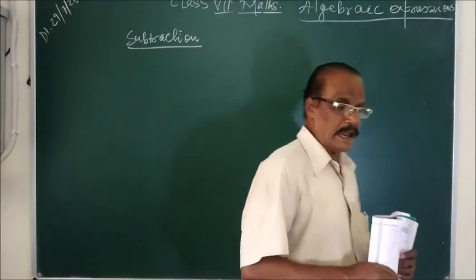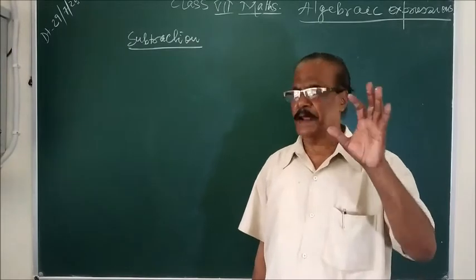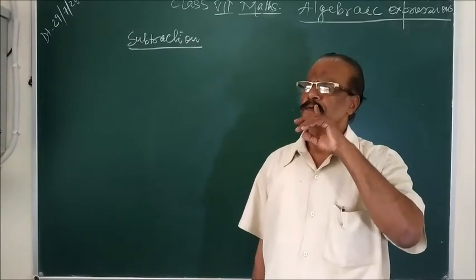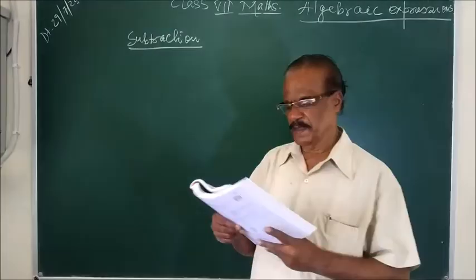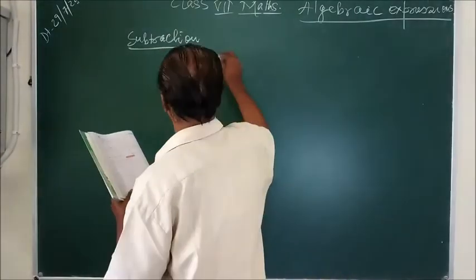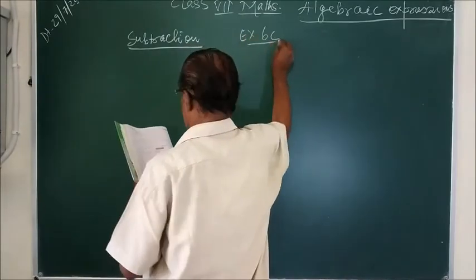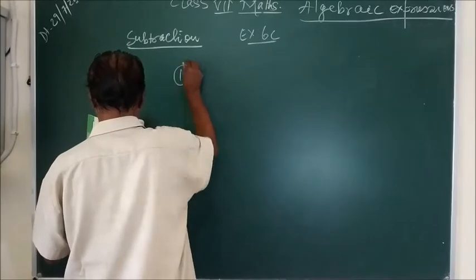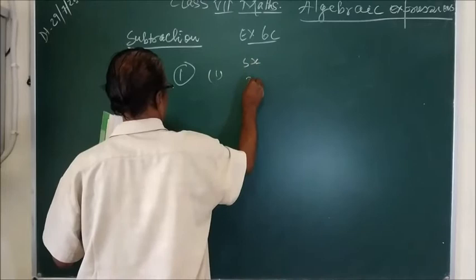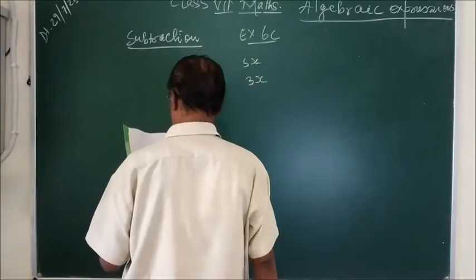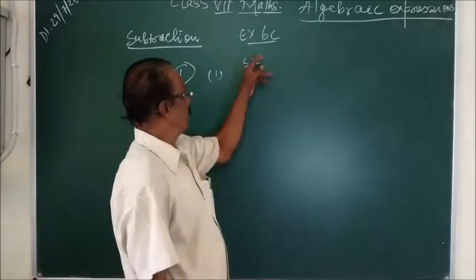Like terms and unlike terms. These two are very important to understand this exercise. You see exercise 6C. Question is, first, 5x and 3x. It means you have to subtract 3x from 5x.